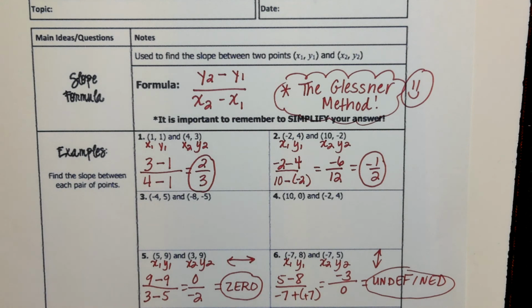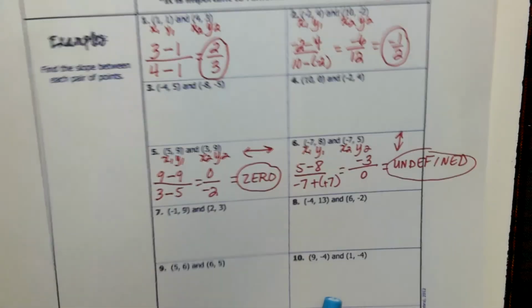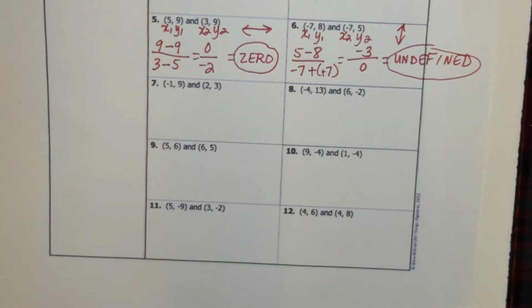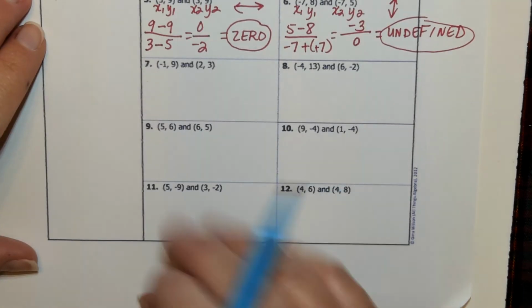Undefined. That means if we were to graph this, that would be a vertical line like so. Because there's no change in the y values, which means there's no side-to-side movement of our dots. It's all straight up and down. All right, so that is the slope formula.